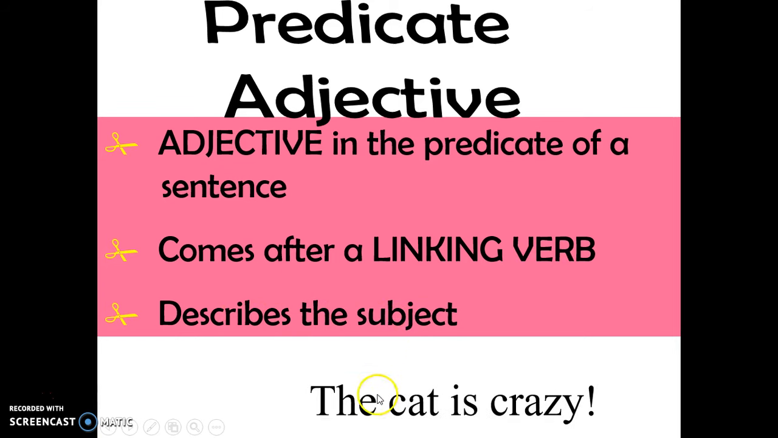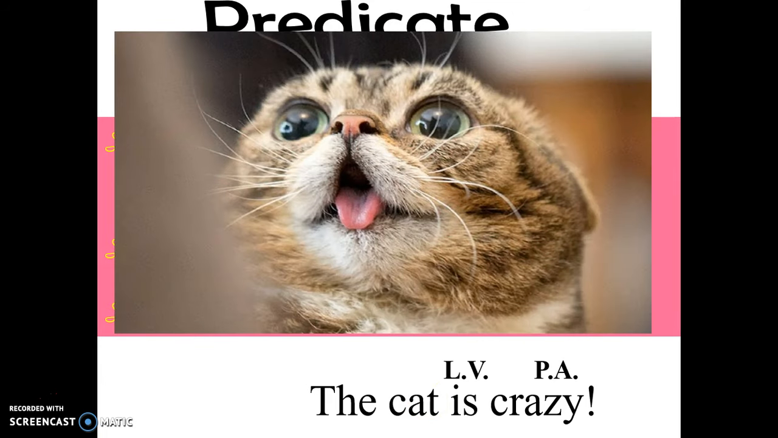An example would be the cat is crazy. That's what Charmin thinks of most cats. Cat is your subject, is your linking verb, and crazy describes cat. Write that down. And there is your crazy cat. Although actually I think she's kind of cute.